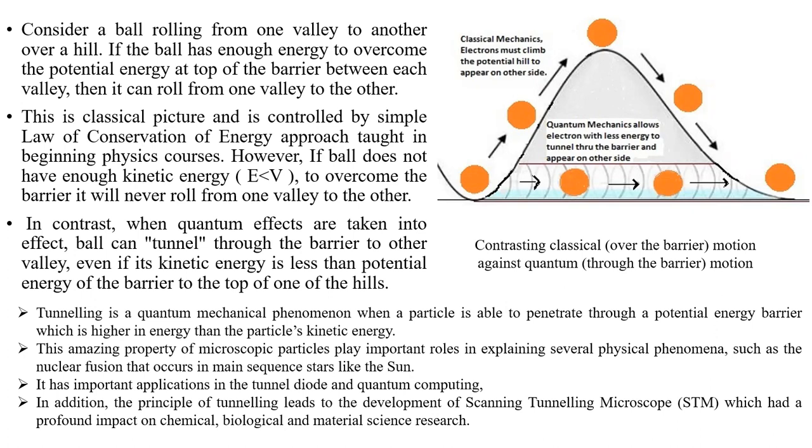At the same time, this is an amazing characteristic feature of microscopic particles, which plays an important role in explaining several physical problems, such as nuclear fusion that occurs in main sequence stars like the Sun. This is one example. It happens through barrier tunneling. It also has important applications in the tunnel diode, for example, and even in quantum computing.